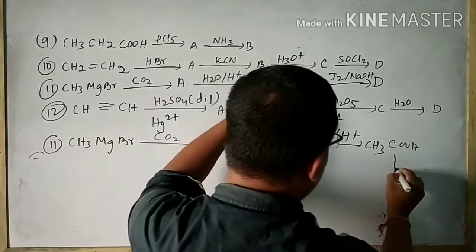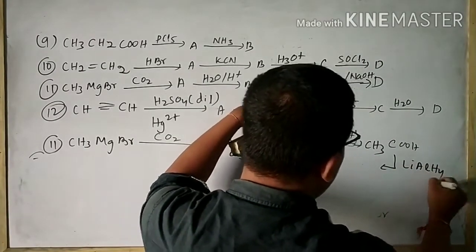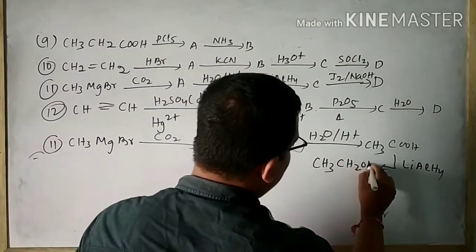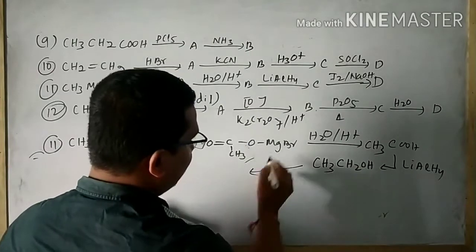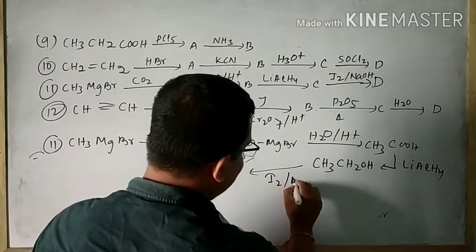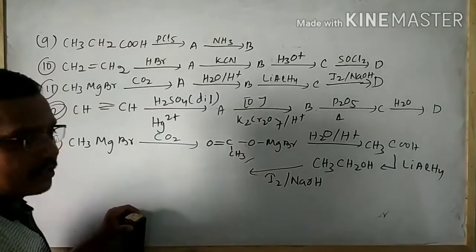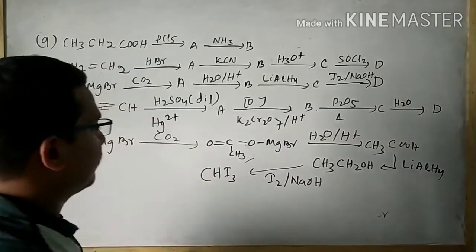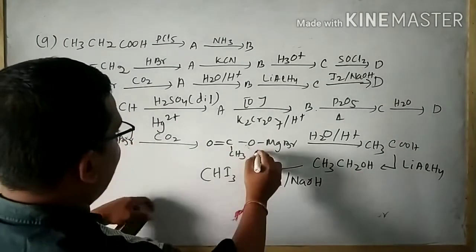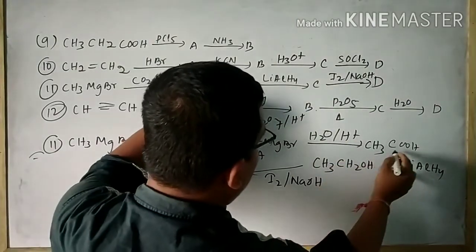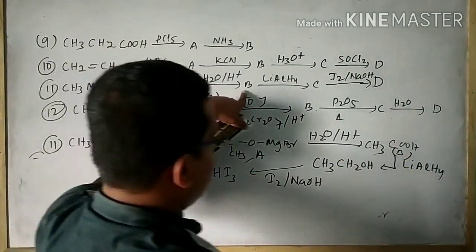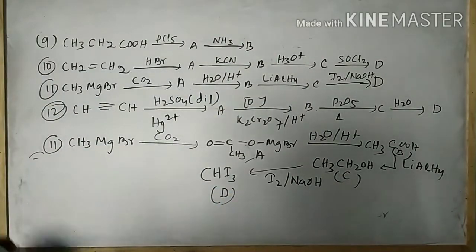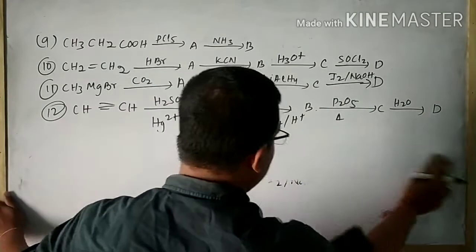Next, this undergoes reduction with LiAlH4. Acetic acid undergoes reduction and gives ethyl alcohol. When ethyl alcohol is subjected to reaction with I2 and NaOH, that is your iodoform reaction. That means iodoform is formed. That is your CHI3. Iodoform means CHI3. Here, this is your A, this is your B, and this is said to be C, and this is said to be D. Next, I will do another question.